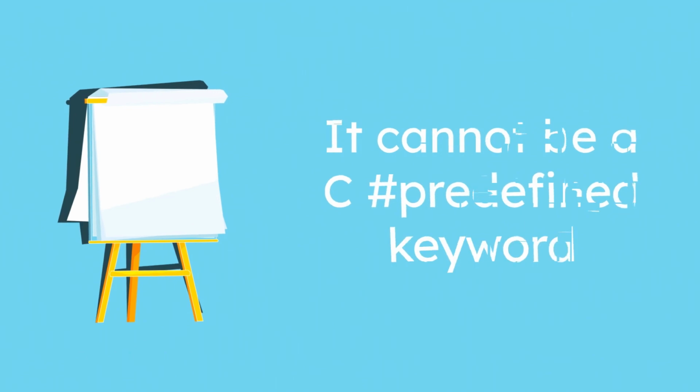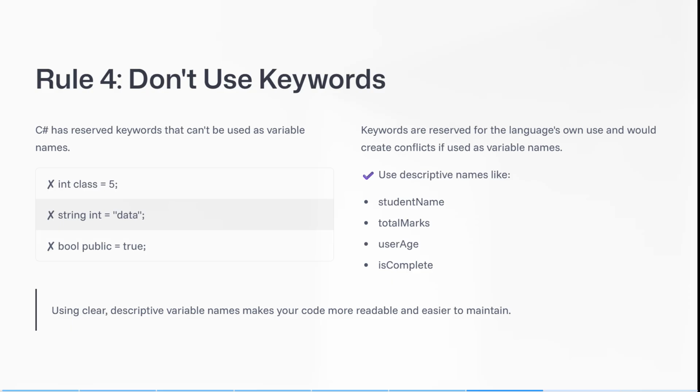It cannot be a C# predefined keyword like class, int, or public. C# has a list of reserved words, also known as keywords. These are part of the language itself. You cannot use them as variable names.